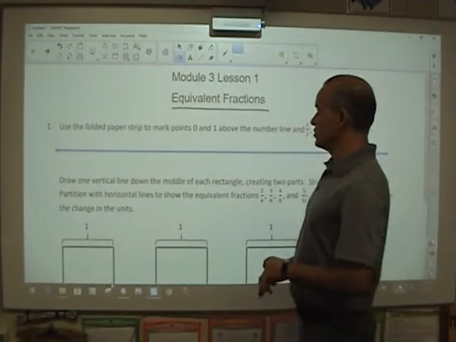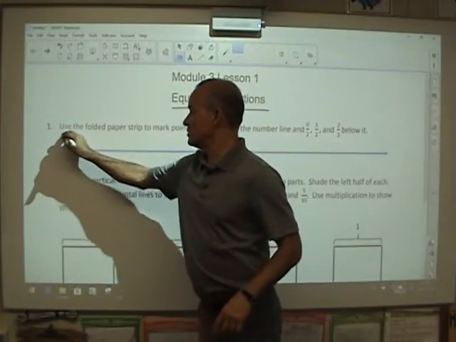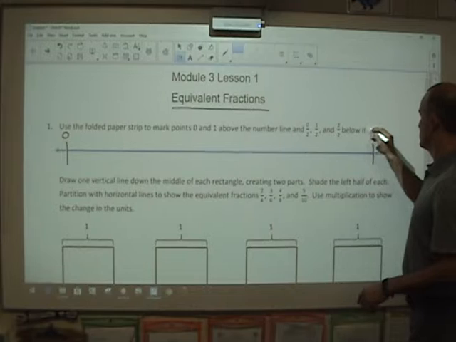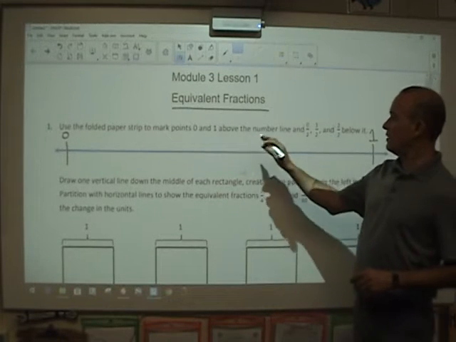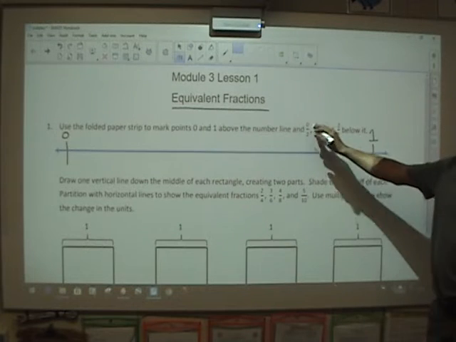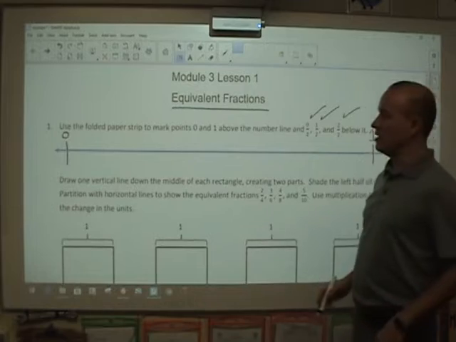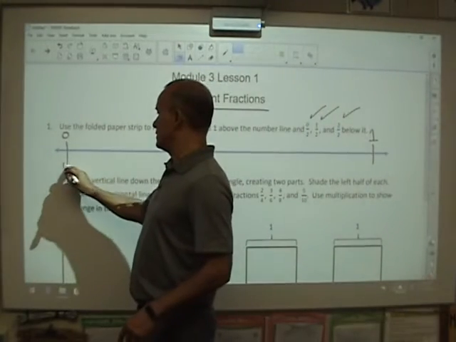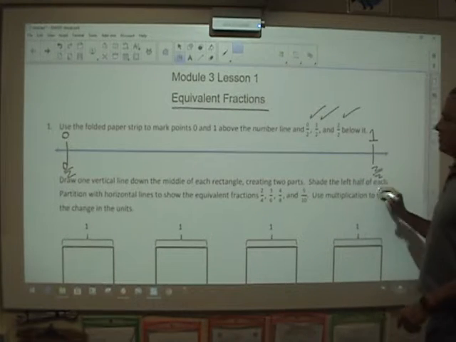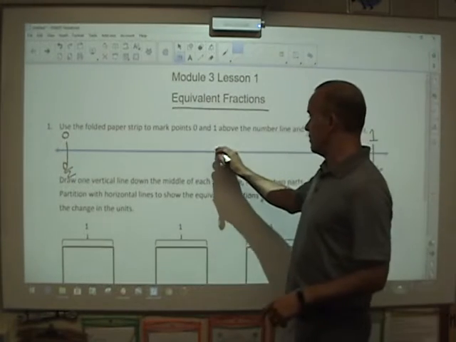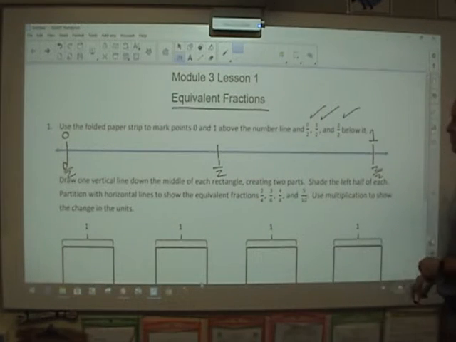Use the folded paper strip to mark points 0 and 1. So I'm going to mark 0 and 1. That was easy. And then it says above the number line mark 0 halves, 1 half, or 2 halves. I did it the opposite way, but I'm going to mark this 0 halves, and this is 2 halves, and obviously in the middle is when we have 1 half. Would you agree? I'm glad you agree, my friends.